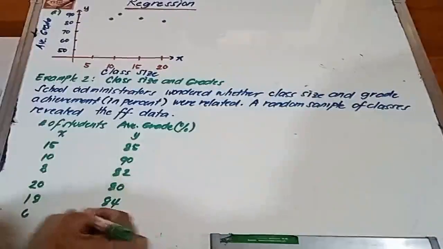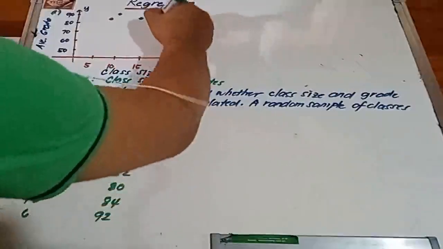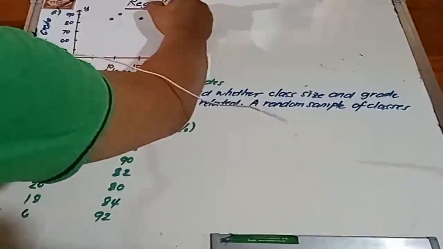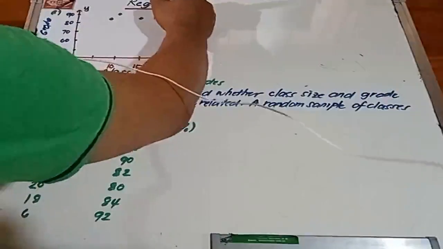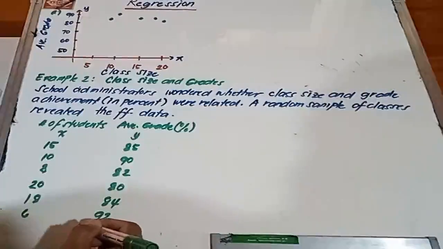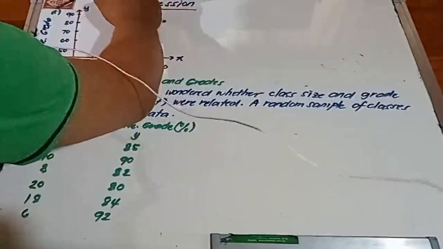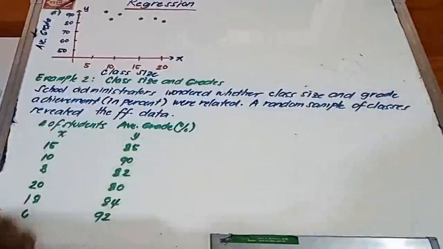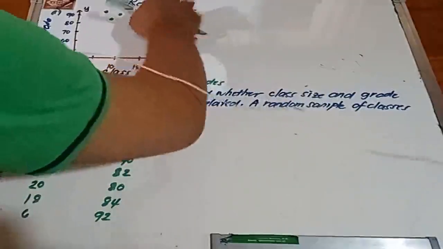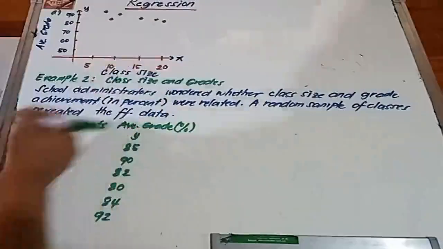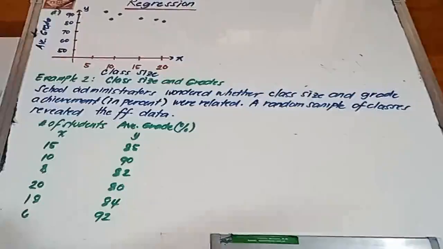Okay, and then 18, 84, somewhere here. Okay, and then 6, 92. Yan. So yun yung ating scatter plot. Bababa natin to. Yan. So yan yung ating letter A, yung first step natin para doon sa ating pagkuha ng complete regression analysis of the given data.